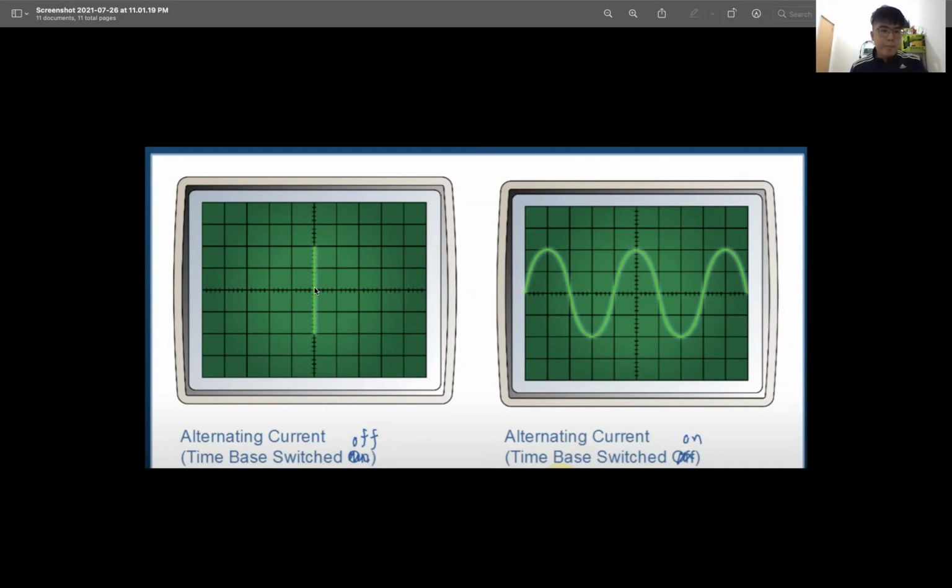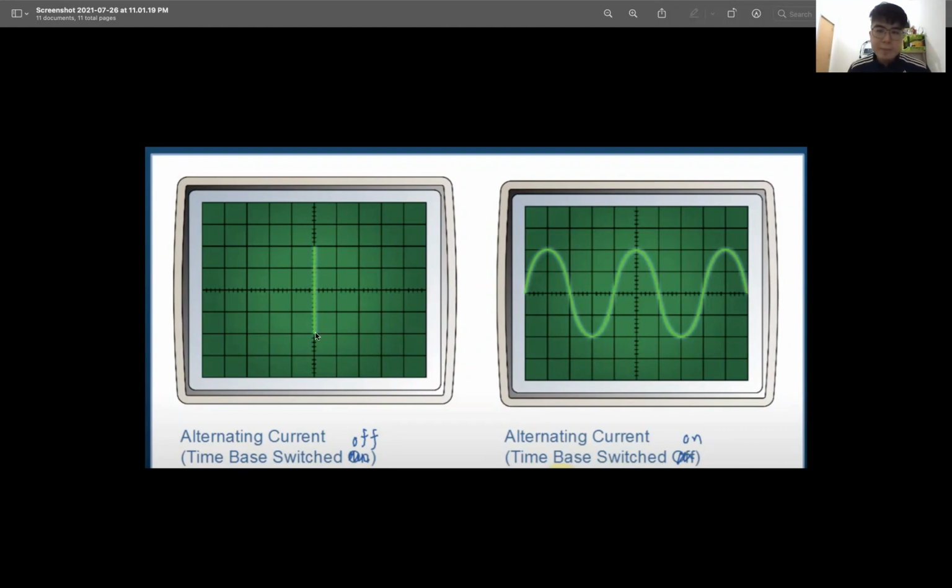Okay, so when the time base is switched off, 你会看到直线，为什么会直线？因为如果你 connect AC current to Y plate 的话，the vertical plate 啊，它会 change 嘛，对不对？AC current 会变得 increase, decrease, increase, decrease, so the plate keeps moving up and down. That's why you get a line like this.